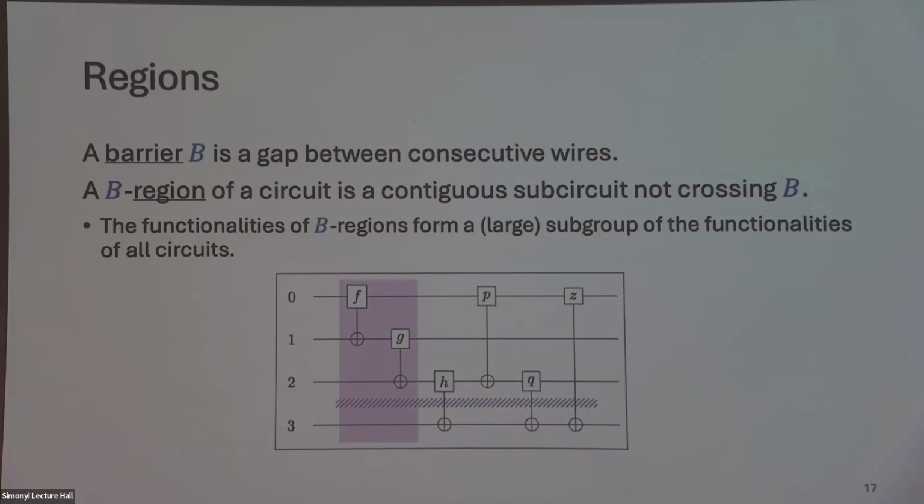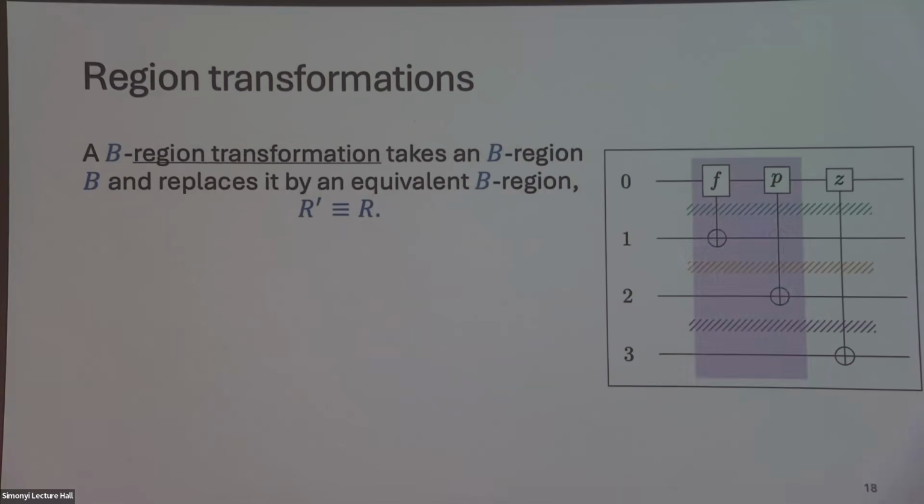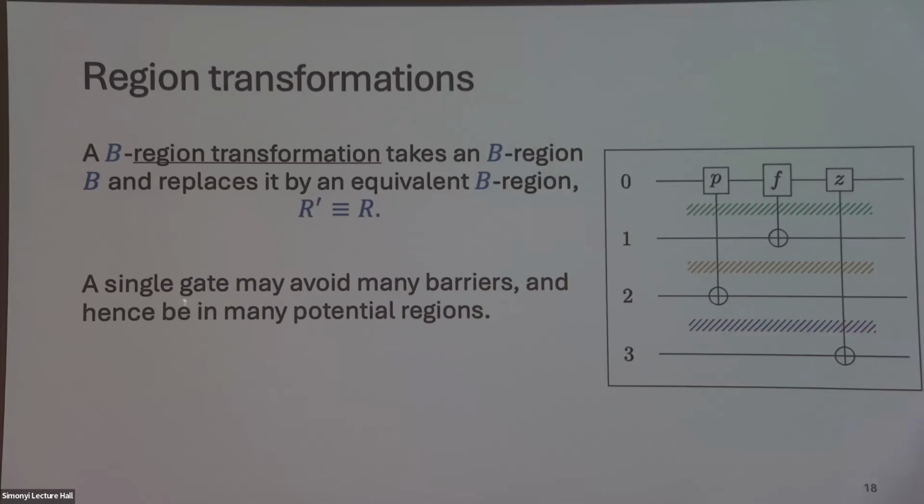So you have another region in the middle, right? Yes, this is a great point. So there can be multiple regions. A single gate might avoid many different barriers, so it may be in many different regions, and there are different potential decompositions that you could be doing if you're trying to decompose a particular circuit into different regions.